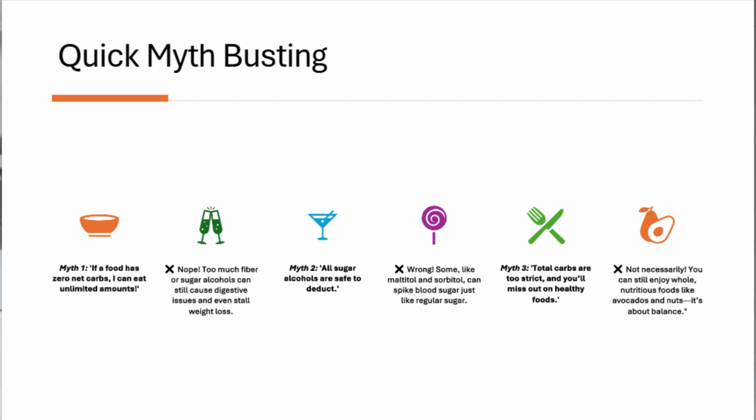If you count total carbs, your diet will be too strict and you will miss out on healthy foods. That's not necessarily true, and I don't find that to be true at all. For example, you can have good, nutritious whole food like berries, avocado, and yes, while avocado and nuts are a little bit higher in carbohydrates, I just plan for the day.